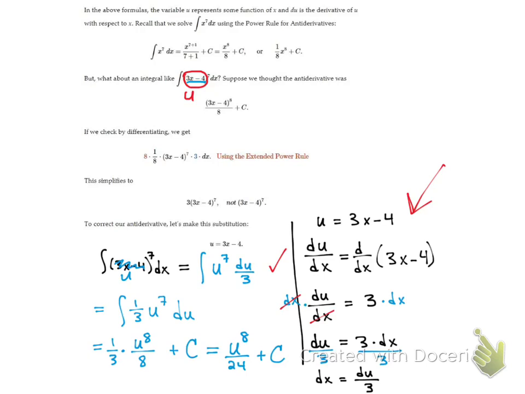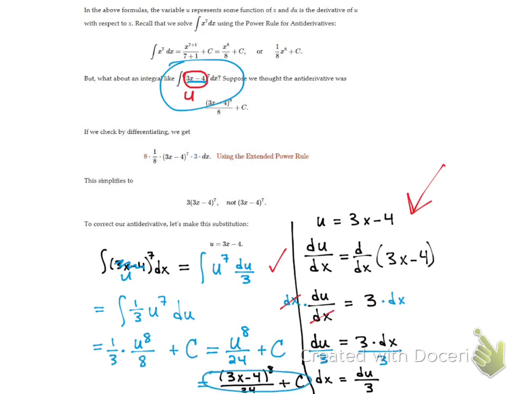And now I can plug back in the value of u with respect to x. So I replace u with 3x minus 4, because that's what I know u equals. And so now I have the answer to my integration, and my answer is in terms of x. So I finally have my answer. The integral of the one that I started with way up here is equal to this. And so you can use U-substitution to find that answer.